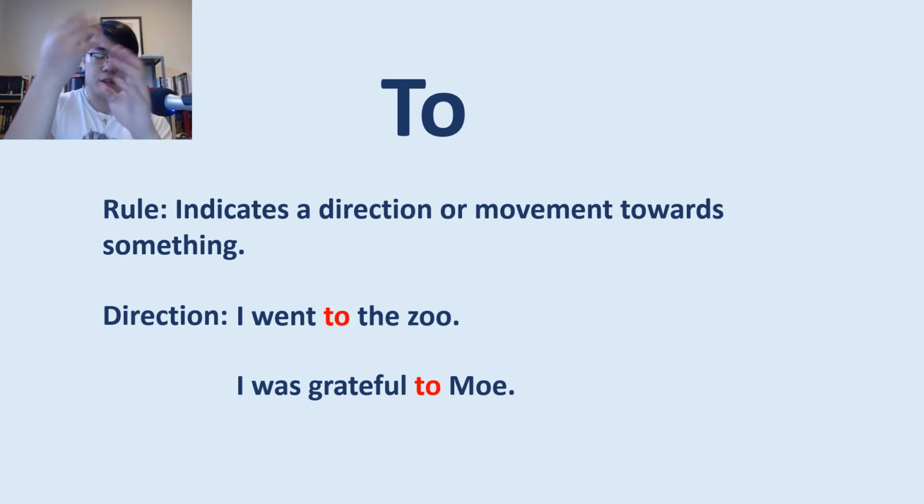You can also use it like this. You say, I was grateful to Mo. So in this case, you're not talking about movement, but what you're talking about is that your gratefulness is heading in the direction of Mo, right? That's where it is intended to go.